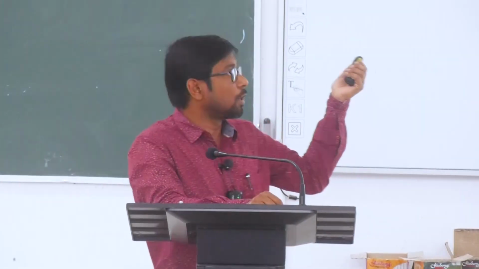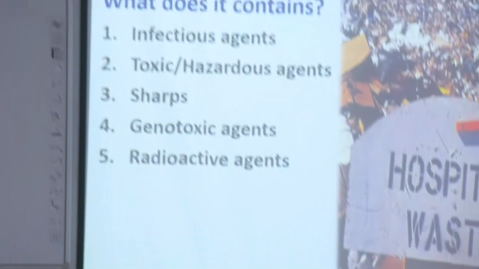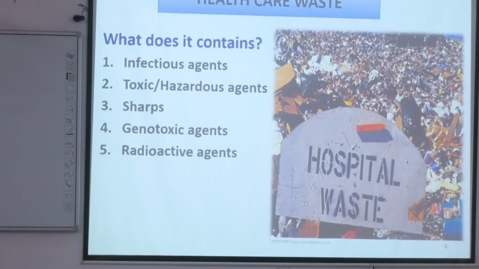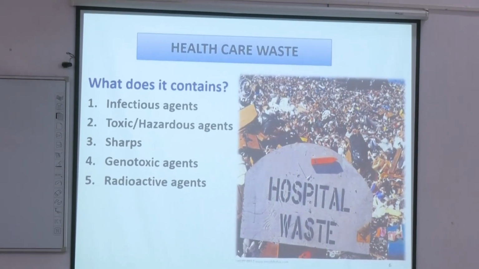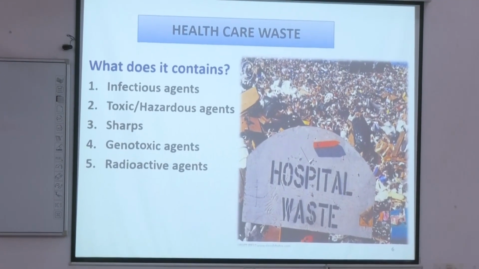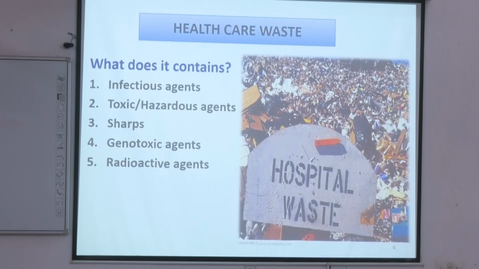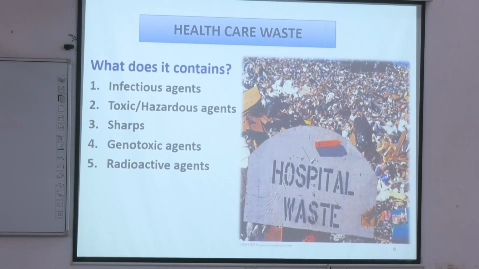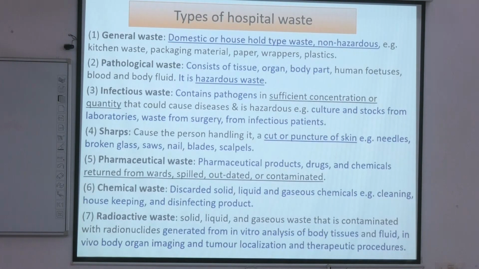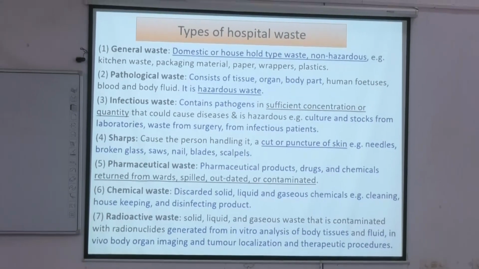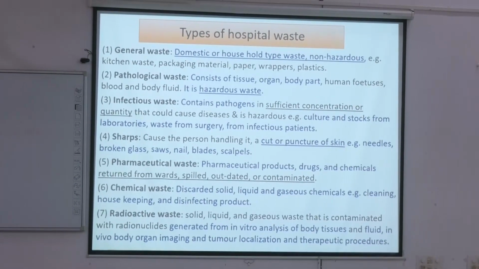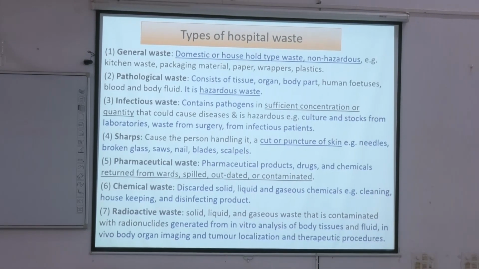And what I told, that infectious, what does it contain? Infectious agent, toxic, hazard agent, SARS, genotoxic agent, radioactive agent. Genotoxic means it is toxic to DNA or genetic material. That's why it is genotoxic. And some general waste also can be generated, like patient food and all. Those are only general waste.